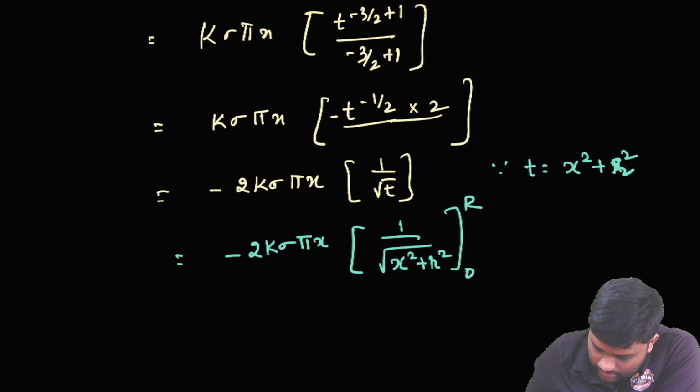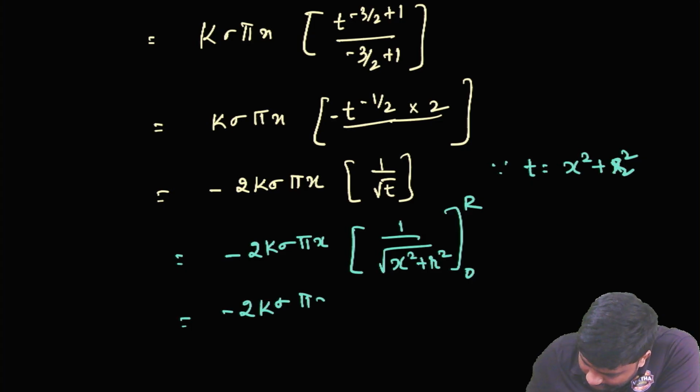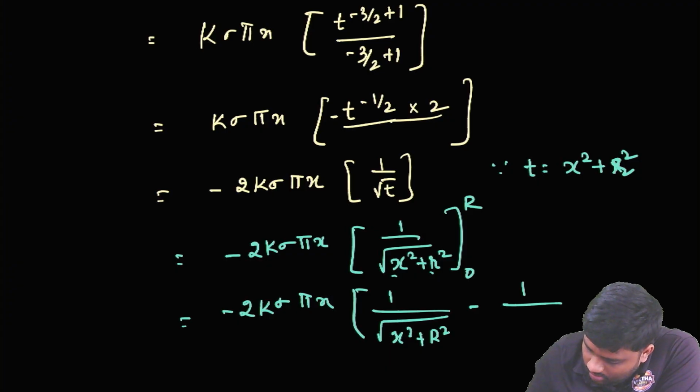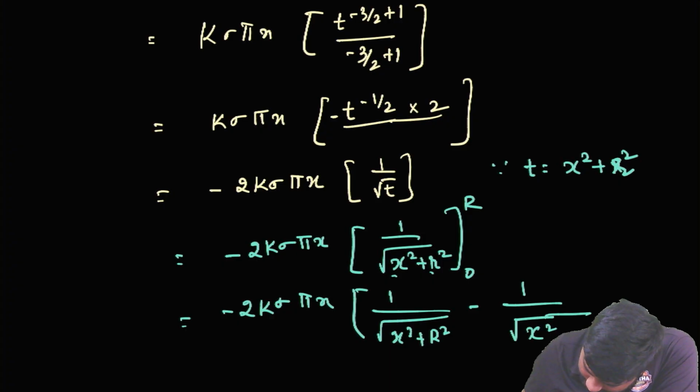So now you will get minus 2k sigma pi x, 1 upon under root. Put r in the place of small r square. What do you get? x square plus r square, minus, put 0 in place of r. Then you get 1 upon under root x square plus 0 square.